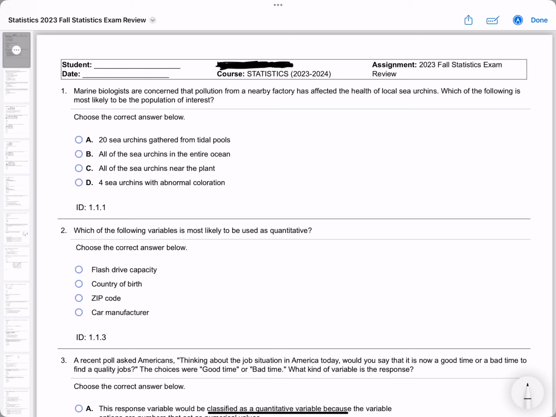So let's look at this and try to explain what's going on here. Marine biologists are concerned that the pollution from a nearby factory has affected the health of the local sea urchins. Which of the following is most likely to be a population of interest? The population of interest is not the entire ocean, but the ones near the plant, because that's what I'm looking for.